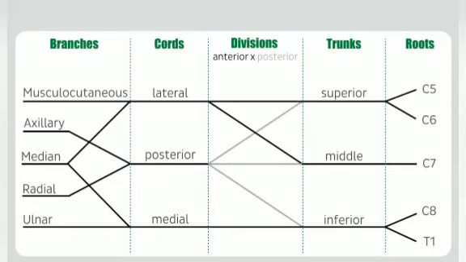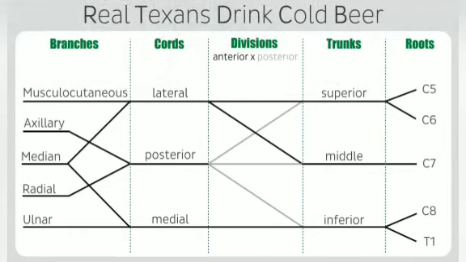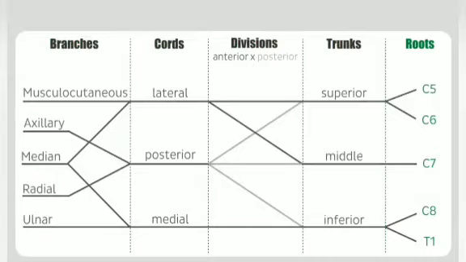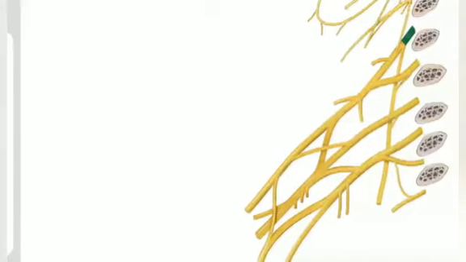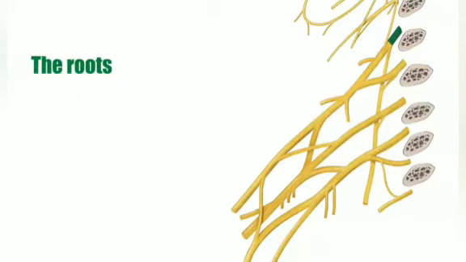and the ulnar nerve. A simple mnemonic to help you remember the sections of the brachial plexus is real Texans drink cold beer. The R stands for roots, the T for trunks, the D for divisions, the C for cords, and the B for branches. Over the course of this tutorial, we're going to explore all 5 sections of the brachial plexus, starting with the roots.